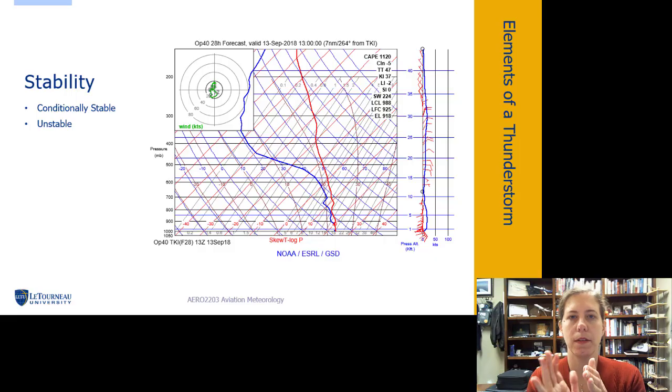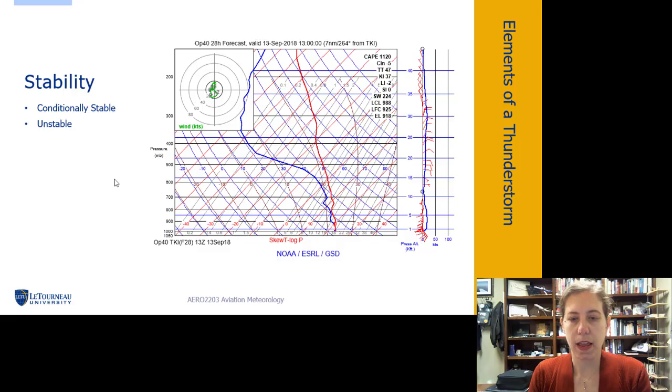We have talked about stability when we covered clouds. So if you want to go back and review those videos, that might be helpful if you're confused. But we want to talk about stability in terms of a couple different ways. The conditionally stable and unstable. So what's the difference between conditionally stable and unstable?